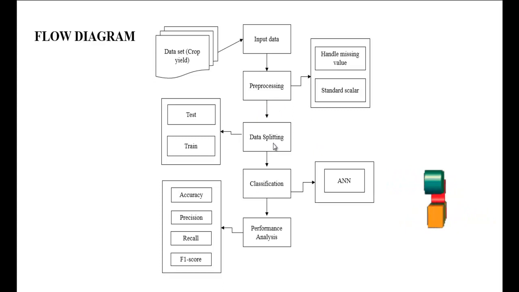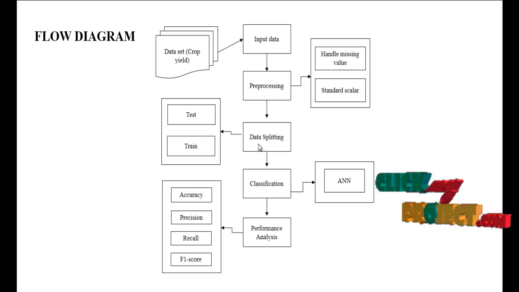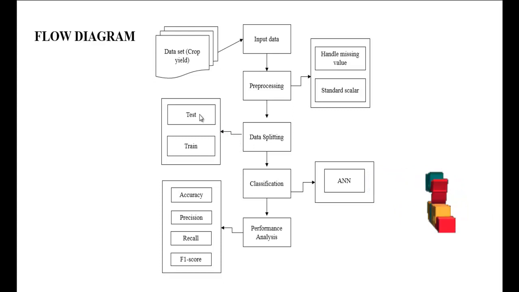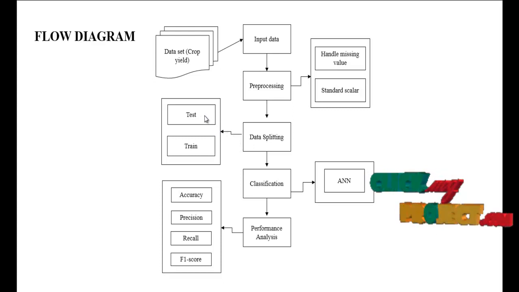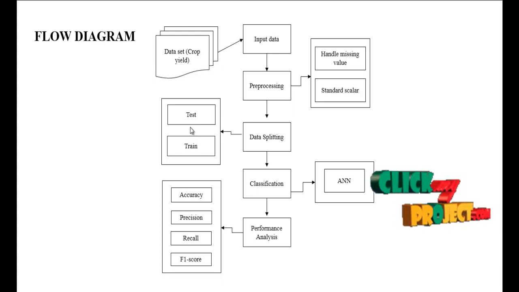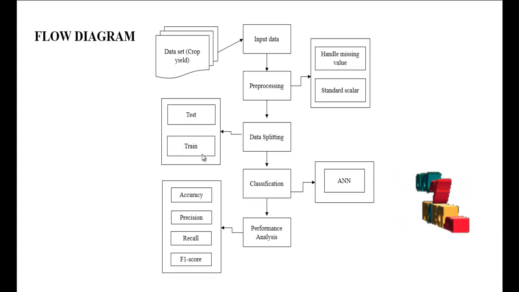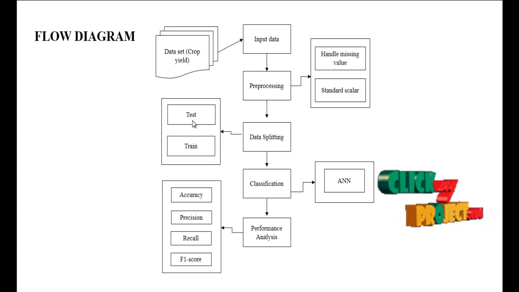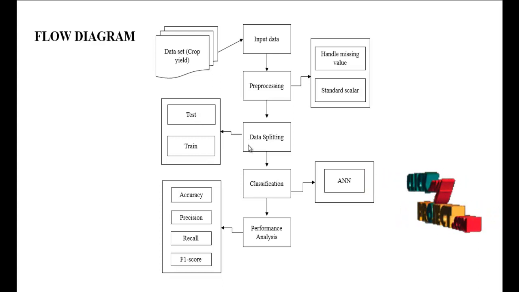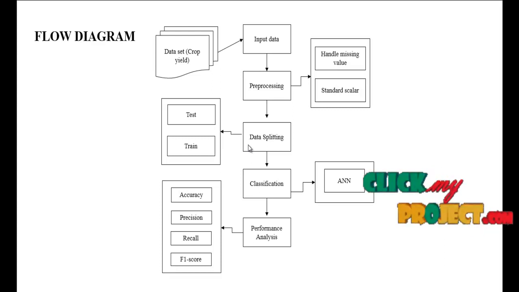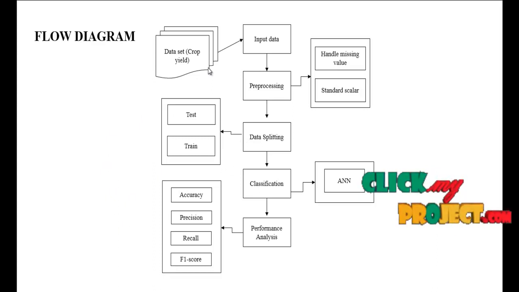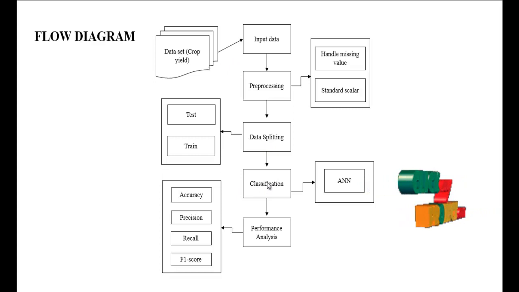After that, we have to implement data splitting. In this data splitting, we have to split the data into test and train. Most of the data is stored in the train part and a smaller portion of the data is stored in the test part. The data splitting splits the data in the form of a ratio. Test data is used for predicting the model and train data is used to evaluate the model.